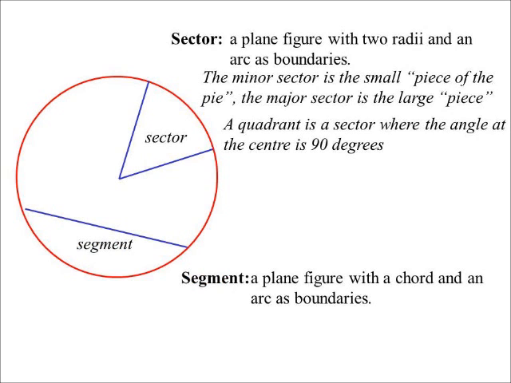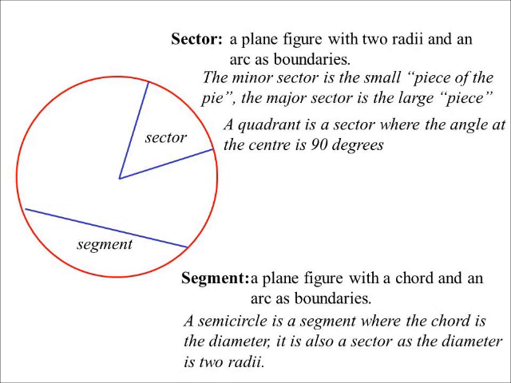Segment, also a plane figure, but this time its boundaries are a chord and an arc. And once again, there are two segments there, the major segment and the minor segment. Again, our semicircle is a segment, so it's also a sector. It's both.